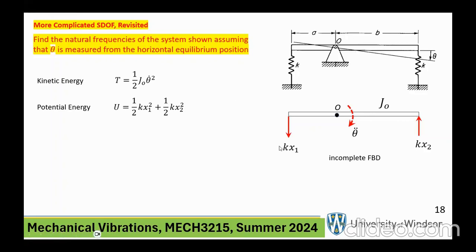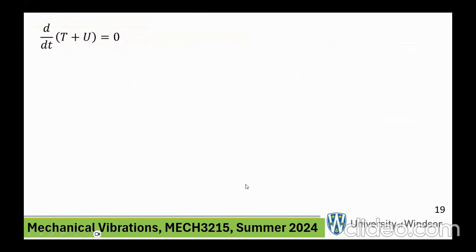Now, x1 and x2 are related to theta. This is a single degree of freedom system, so we know that based on the geometry, x2 is b theta, and x1 is a theta. Just replace everything in terms of theta, because that's going to be our variable. And this is what you're going to get. Here's the expression for potential energy. And the sum of kinetic plus potential energy equal to 0. You're assuming the ideal situation, no energy losses.